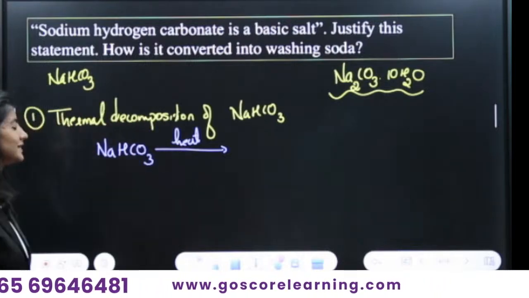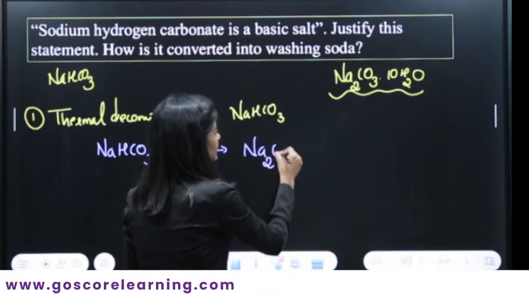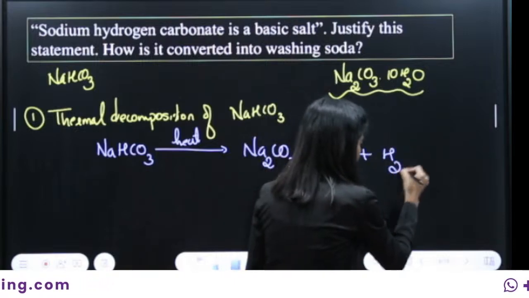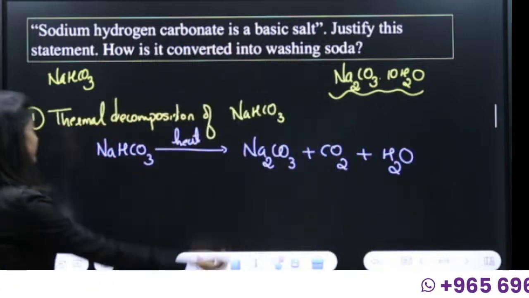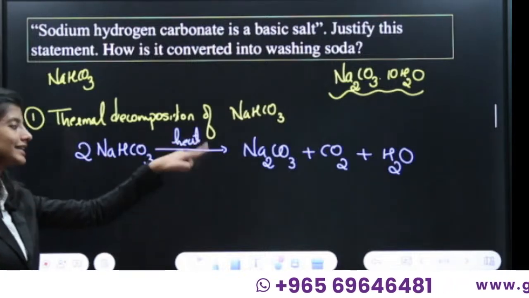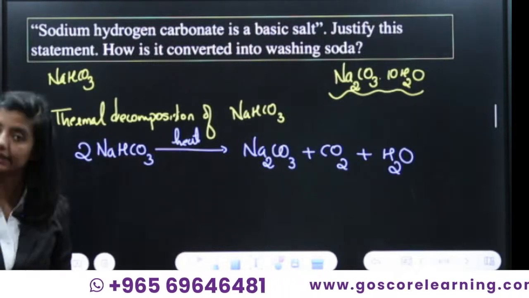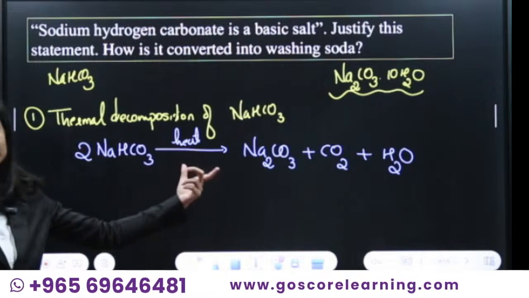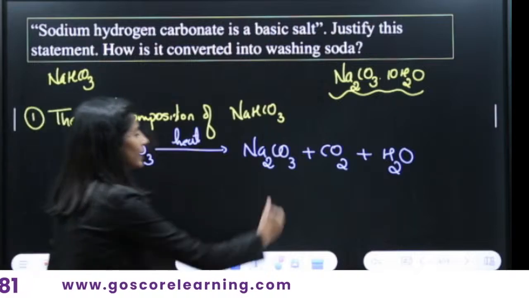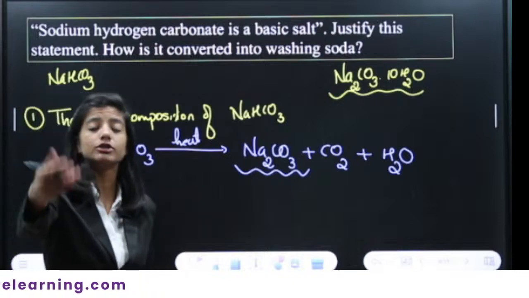Now, NaHCO3 breaks down into Na2CO3 plus carbon dioxide and water. Okay, so we have to balance it. Let's put a 2 over here. It's a well-balanced chemical equation. Na2CO3, carbon dioxide and water, and the carbon dioxide produced here will be in the gaseous state. So mention the states, which is again a really important part. So on thermal decomposition of NaHCO3, we will get Na2CO3. What do you mean by Na2CO3? It is your sodium carbonate.